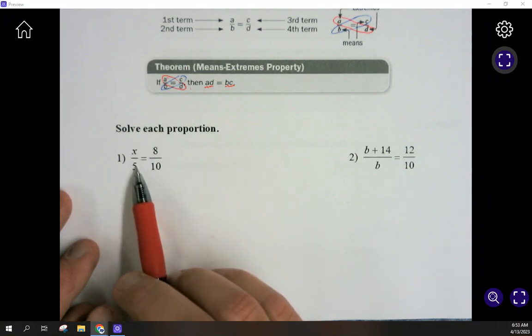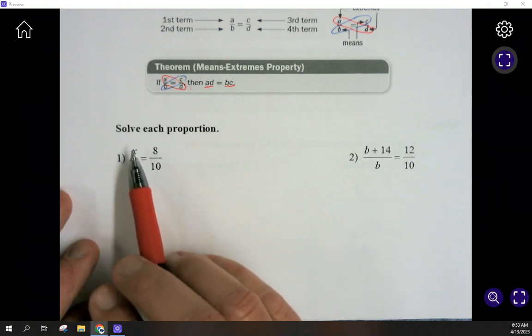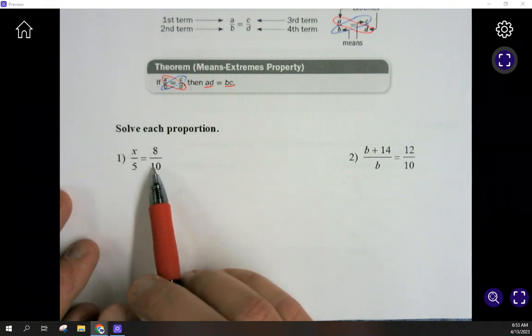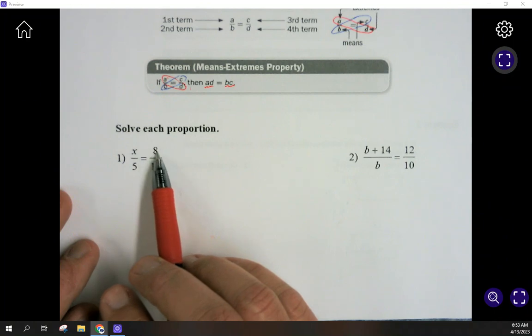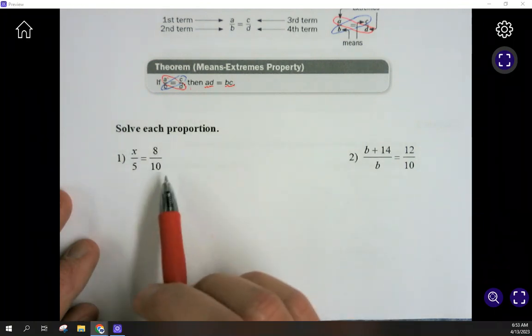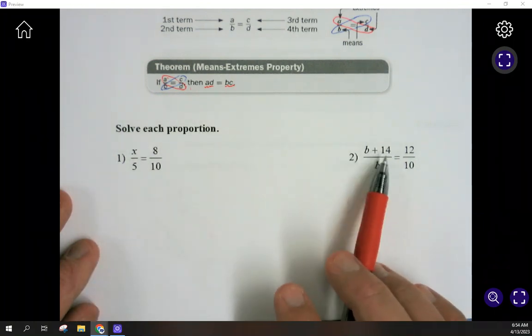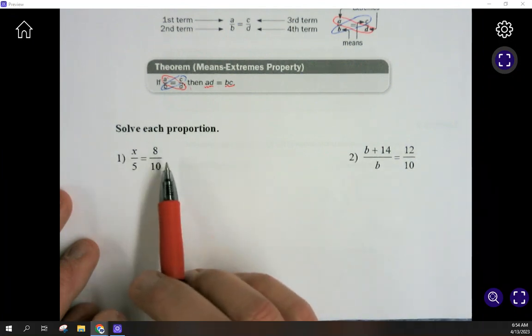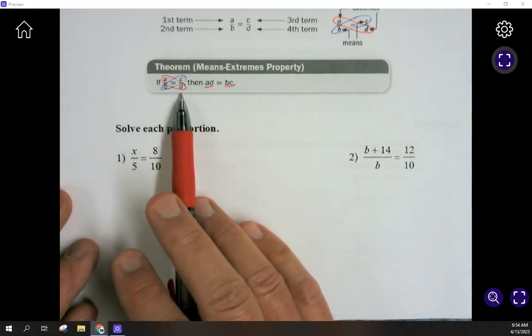So if you notice, 5 compares to 10 the same way x compares to 8. Well, 5 is half of 10, so this number has to be half of 8. So it's 4, and that's true. But it's not always going to be that easy. The algebra can set up all different ways. So let's go through the mechanics of this.